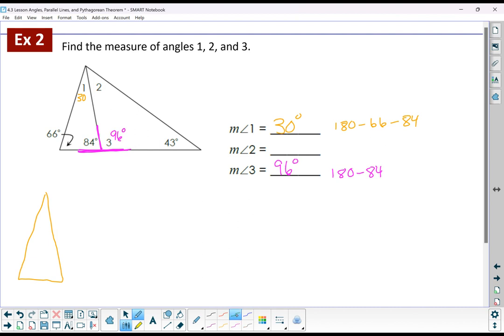Finally, we're looking for the measure of angle 2. Well, to find the measure of angle 2, we can use this triangle right here. So if we do 180 minus 96 minus 43, that should give us angle 2. 41 degrees.